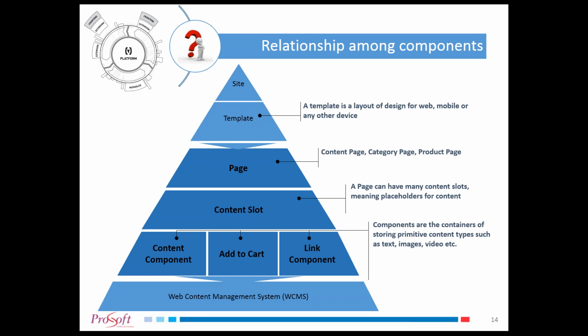So within a content slot, you can have n number of components. And as I was talking about those components, it can be as simple as your image component. It can be as simple as your paragraph component, where you can have some content, and then you can have some images. Out of the box, Hybris comes with many components.